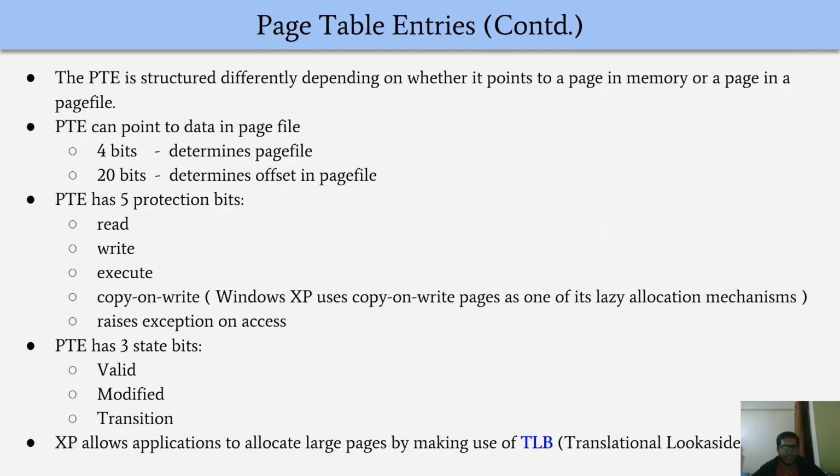This slide is the continuation of the previous slide, where we have explained the page table entries more elaborately. The first 4 bits determine the page file and the next 20 bits determine the offset in the page file, so these 24 bits help us locate the data in the page file. Then we have 5 protection bits and 3 state bits, which are similar to what we explained in the previous slides. Now XP allows the application to allocate large pages by making use of a TLB, translation lookaside buffer. It is a very fast hardware cache which is used to store some of the recently referenced pages to reduce the translation time and increase the speed of the lookup.